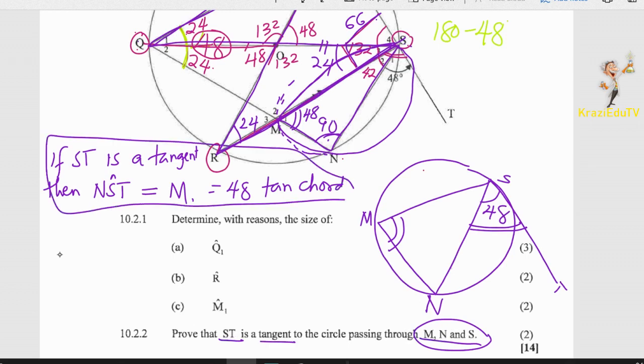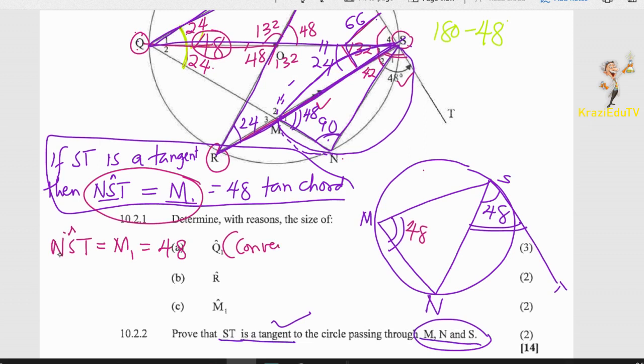So they said, prove that ST is a tangent. You will then go and say, but if ST is a tangent, then this angle should be equal. So you go and look for these angles. Are these angles really equal? Let's go check. Yes, they are. 48 and 48. Lovely. So we will then say, angle NST. You see where I'm starting from? Starting from what I'm supposed to prove. M1 equals 48. Then you say, therefore, ST is a tangent.